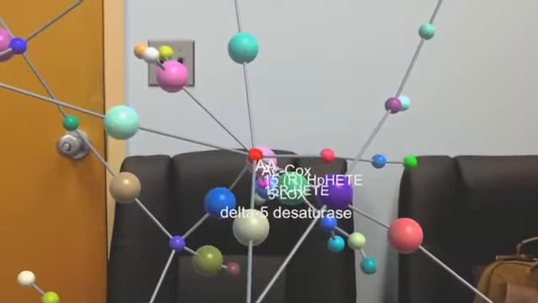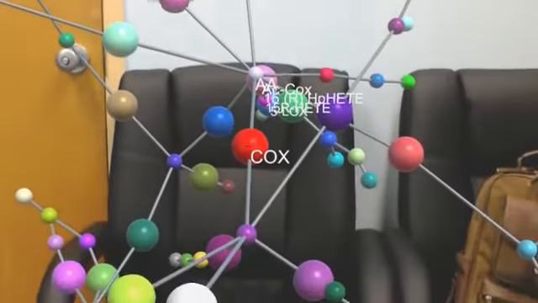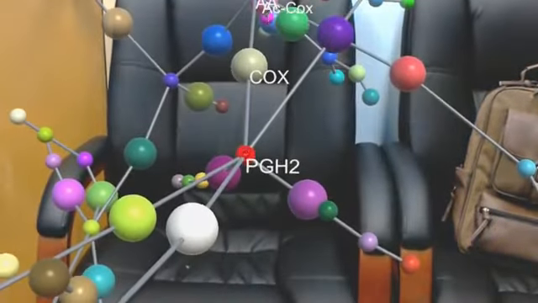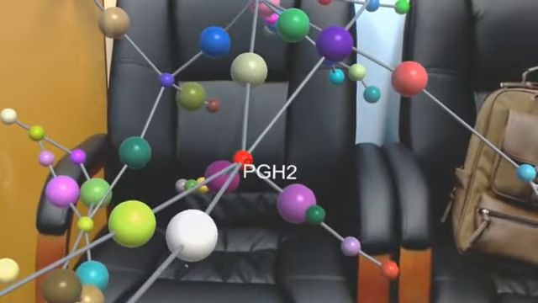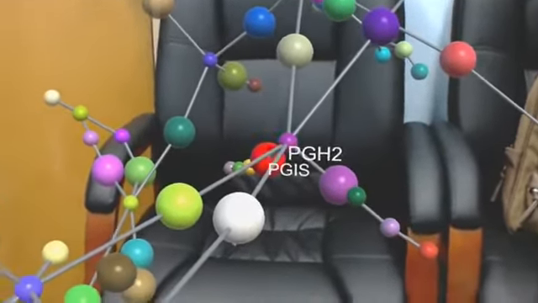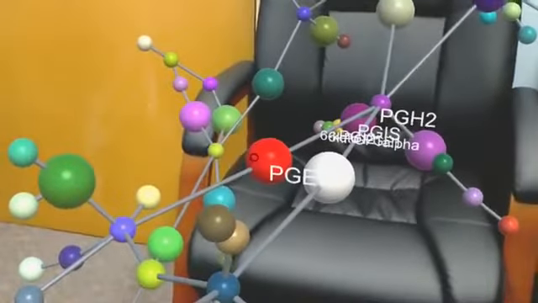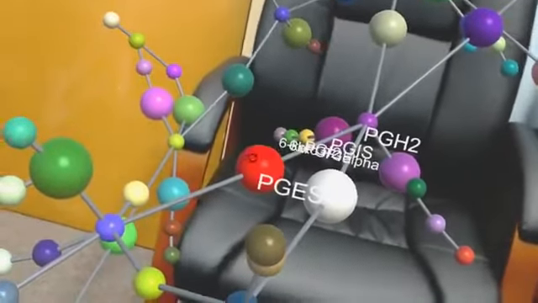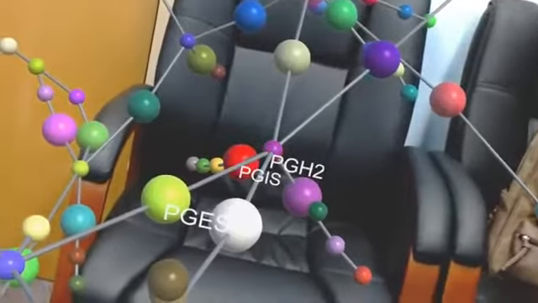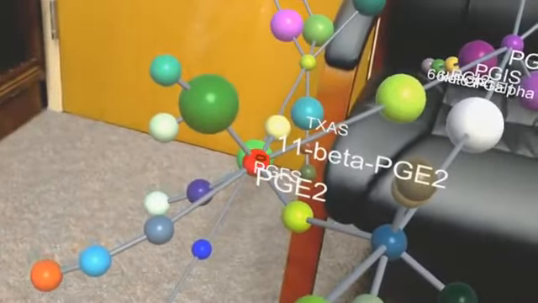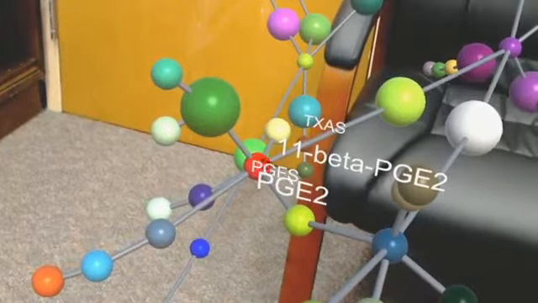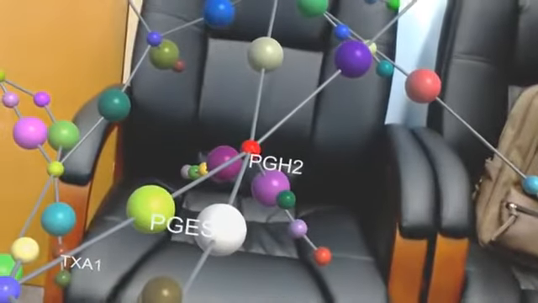If arachidonic acid is acted upon by cyclooxygenase, it produces what's called prostaglandin H2, which is then acted upon by several other enzymes to produce additional bioactive lipids. For example, here you have prostaglandin E synthase that is acting upon prostaglandin H2, and it produces what's called prostaglandin E2. This is a pro-inflammatory lipid.